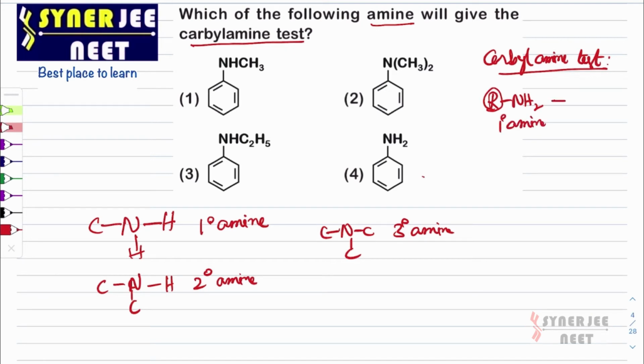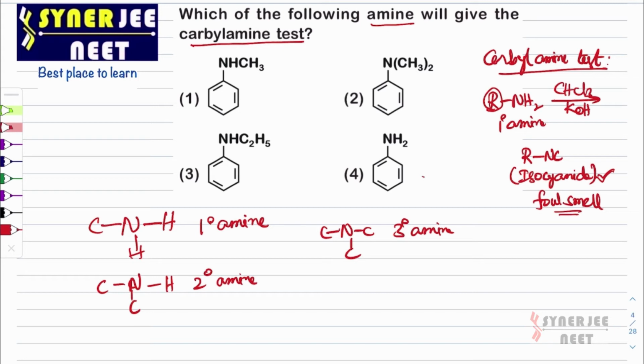A primary amine on reaction with chloroform in the presence of a strong base will transform into RNC. RNC is an isocyanide. RCN is a cyanide, so RNC is called isocyanide, and it has a foul smell. So this is one indication to identify that the reactant is a primary amine. Secondary amines and tertiary amines do not produce any such foul smelling compounds. Therefore, they do not give this test.